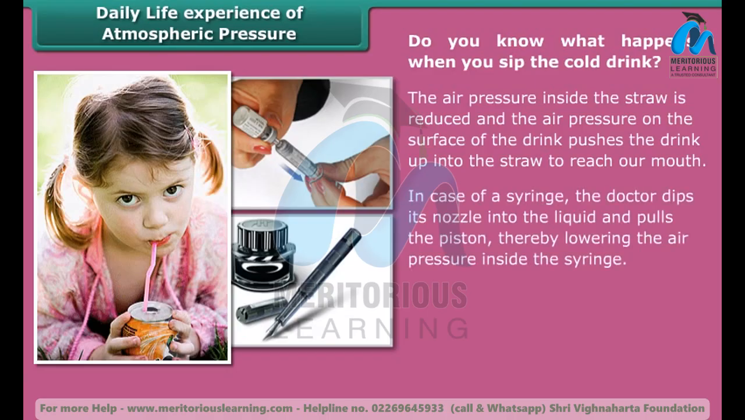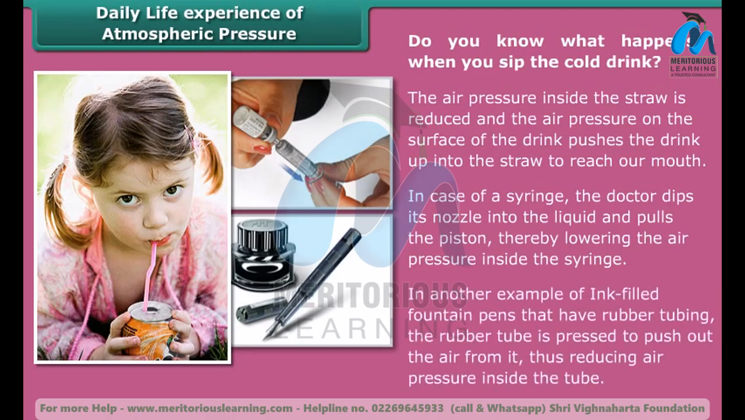In the case of a syringe, the doctor dips its nozzle into the liquid and pulls the piston, thereby lowering the air pressure inside the syringe. Another example is ink-filled fountain pens that have rubber tubing. The rubber tube is pressed to push out the air from it, thus reducing the air pressure inside the tube.